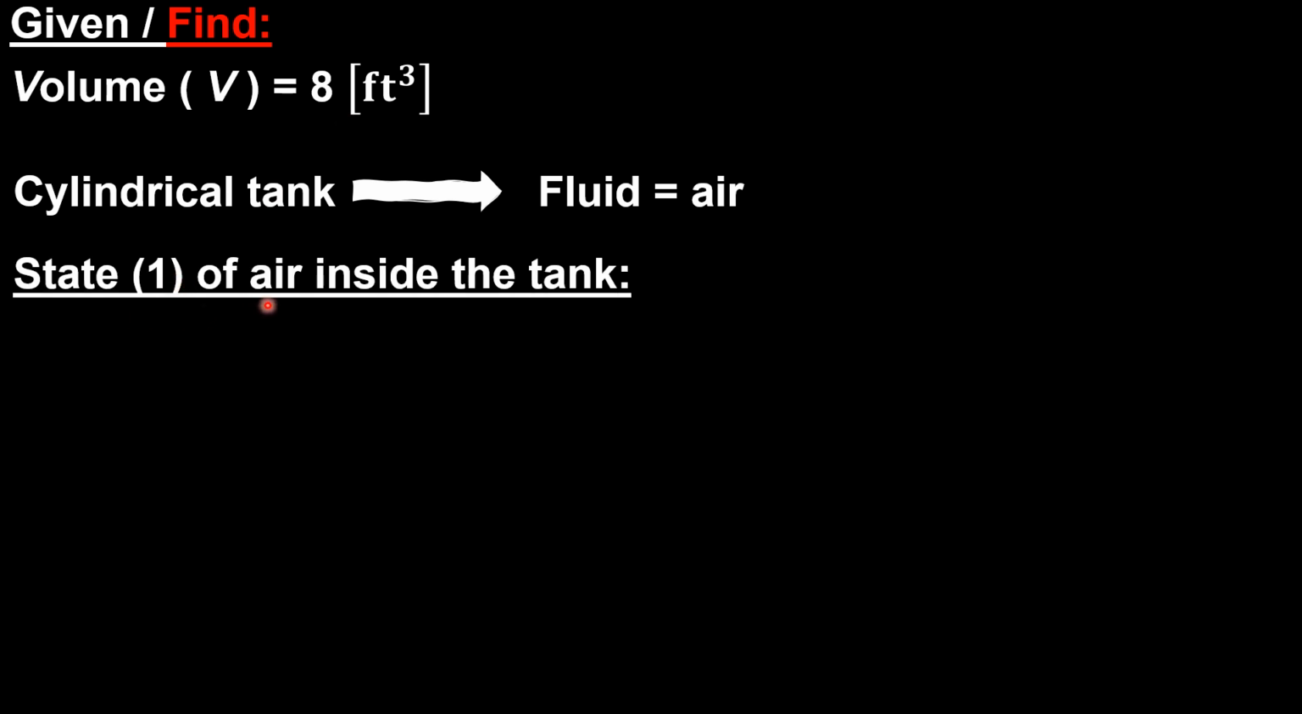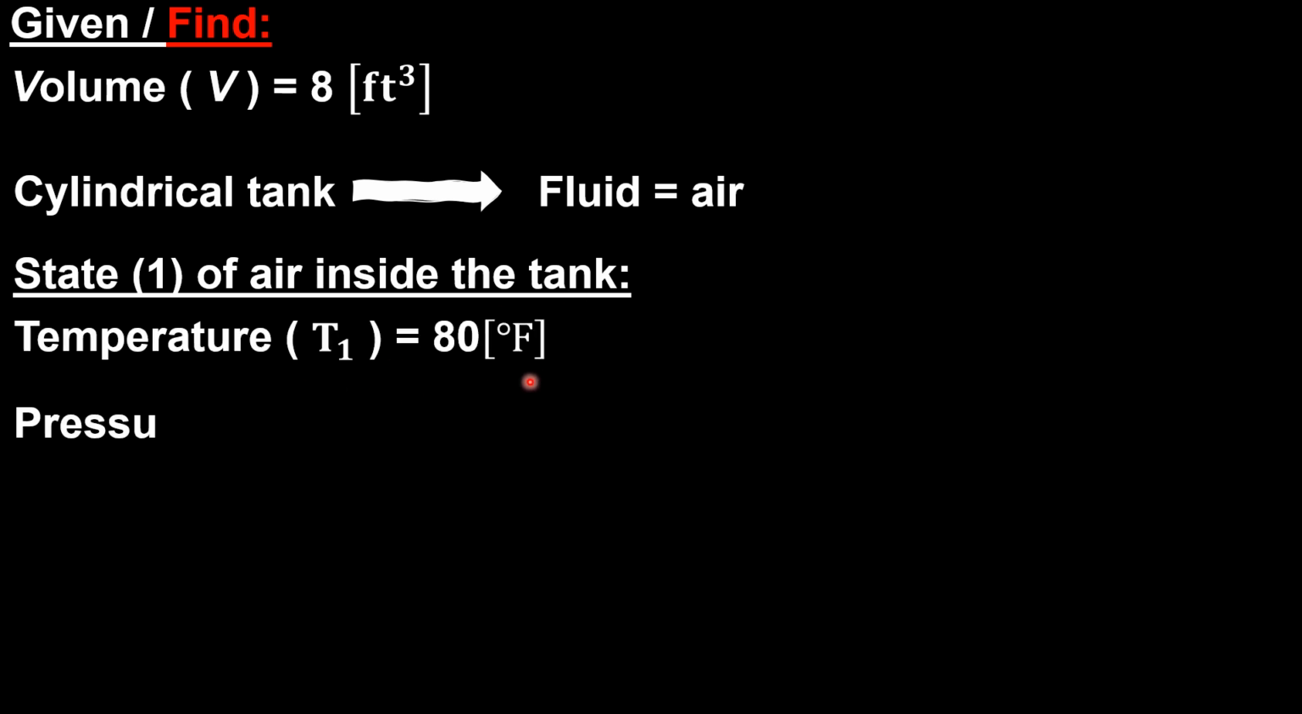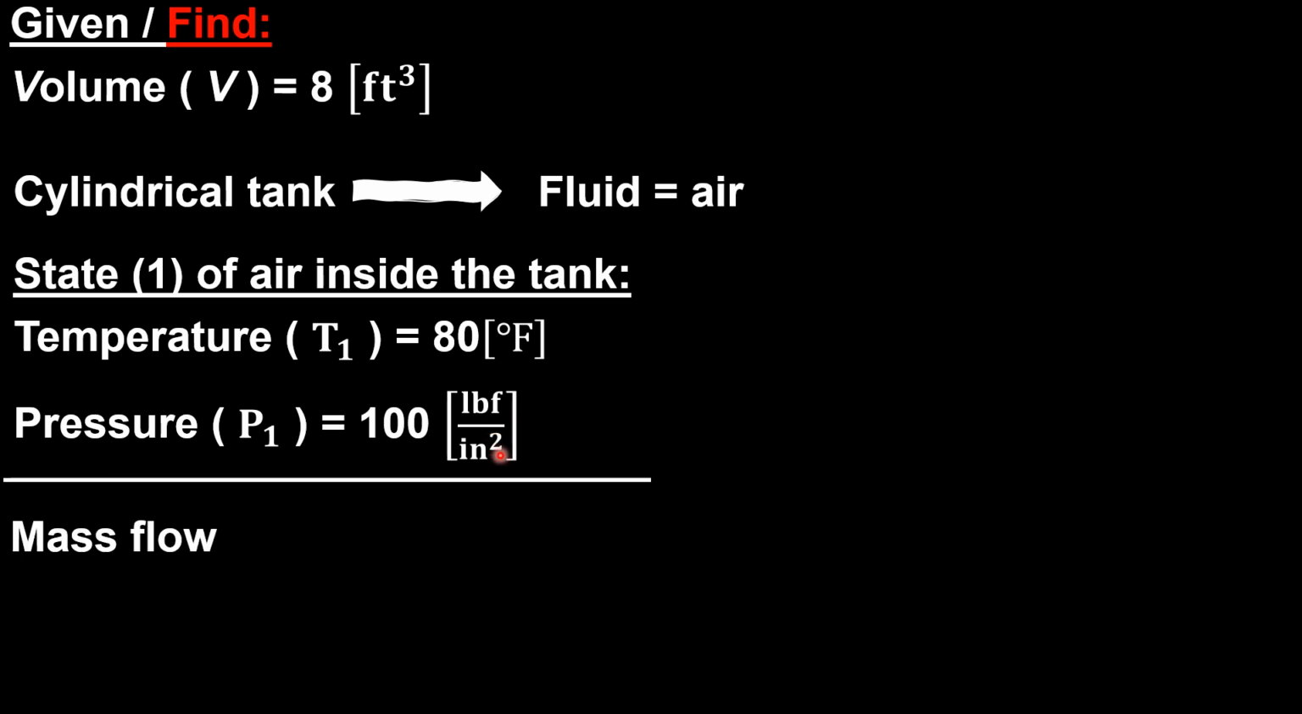So here at state 1 of air inside the tank, the initial state, or the state at 0 seconds, before the air starts to leak from the small hole, the temperature is 80 degrees Fahrenheit and the pressure is 100 pound-force per inch squared. And after that small hole develops, it will have a constant mass flow rate of 0.03 pound mass per second.